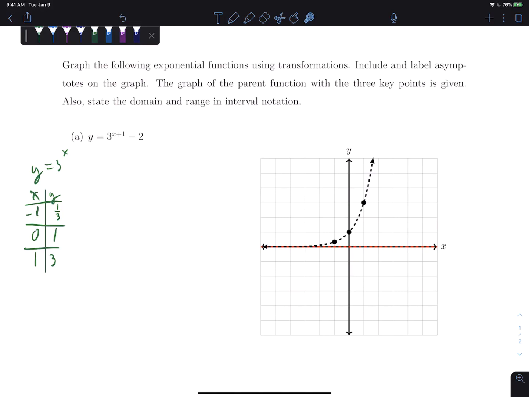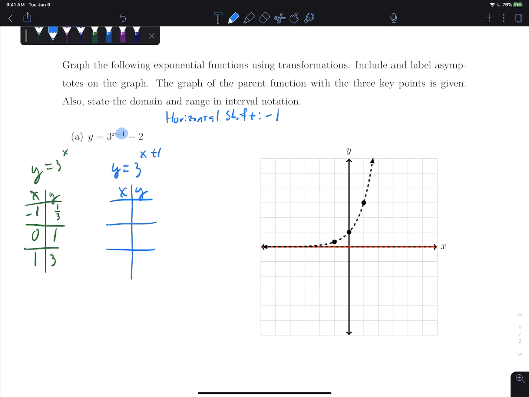Now what I want to do is I want to go ahead and look at using the transformations. So this plus 1 as the exponent, that's with the x, which means that that plus 1 is a horizontal translation or horizontal shift. And then technically, because it's with the x, you have to do the opposite. That means that we're going to make that a minus 1. So it's going to give us a new table of y equals 3 to the x plus 1.